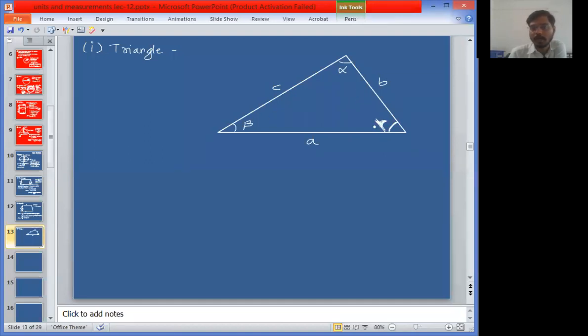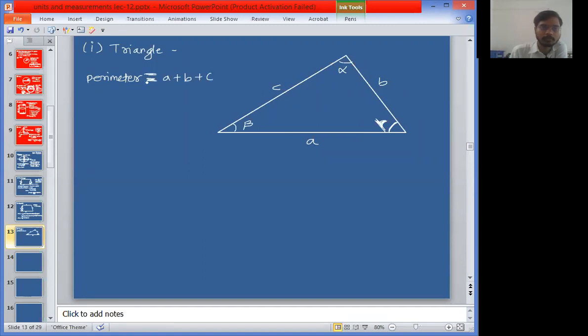Alpha, beta, gamma. The angle opposite to side A is alpha. The angle opposite to side B is beta. The angle opposite to side C is gamma. Perimeter. Perimeter will be equal to the addition of all the side lengths: A plus B plus C.